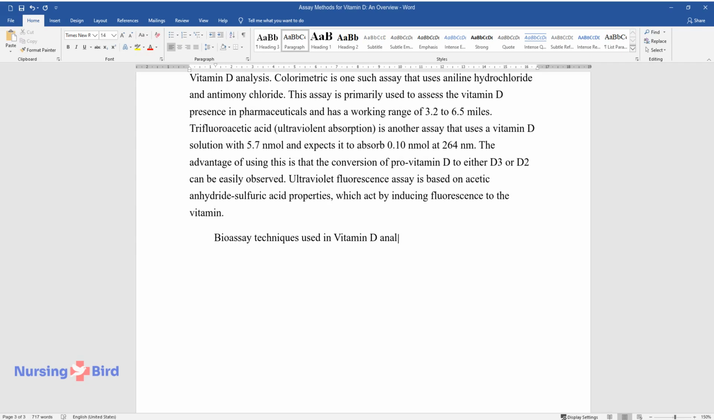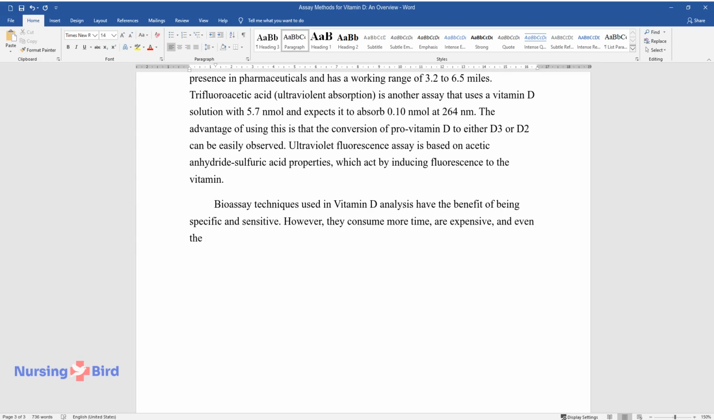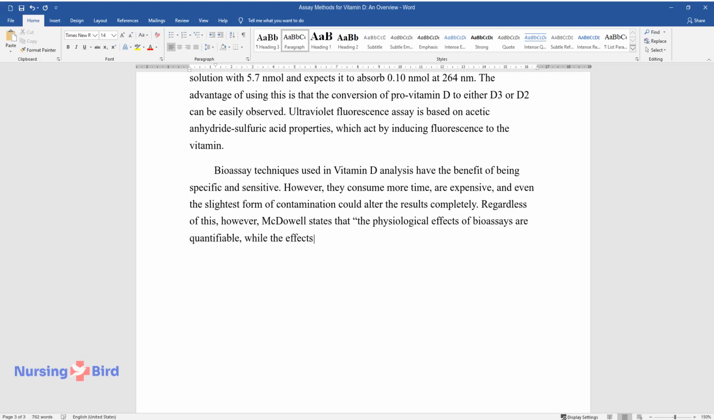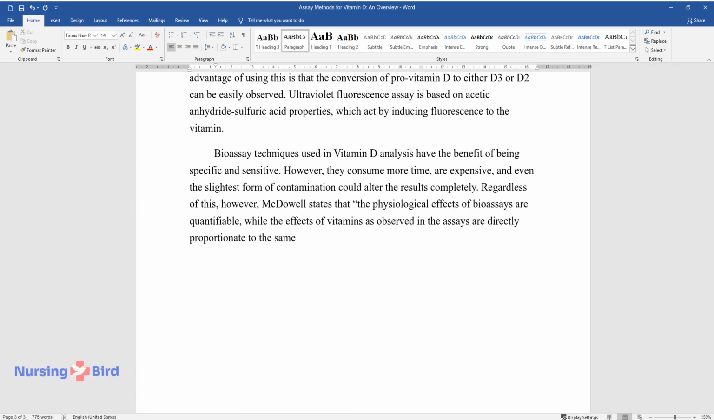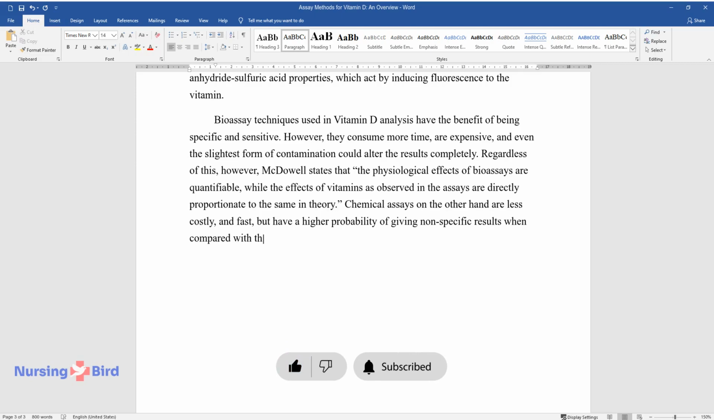Bioassay techniques used in vitamin D analysis have the benefit of being specific and sensitive. However, they consume more time, are expensive, and even the slightest form of contamination could alter the results completely. Regardless of this, however, Mcdowell states that the physiological effects of bioassays are quantifiable, while the effects of vitamins as observed in the assays are directly proportionate to the same in theory. Chemical assays, on the other hand, are less costly and fast, but have a higher probability of giving nonspecific results when compared with the bioassays.